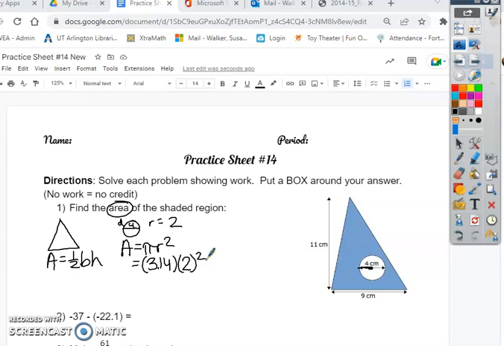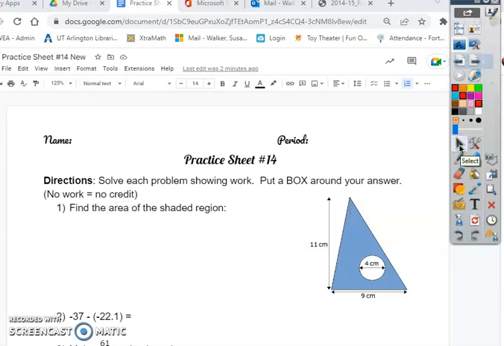Then for the triangle, basically we're needing this right here, a base and a height that form a right angle. Okay, so that's this distance right here. Okay, so half 9 times 11. Now none of these are even, so just multiply the two numbers, then divide by 2. Okay.